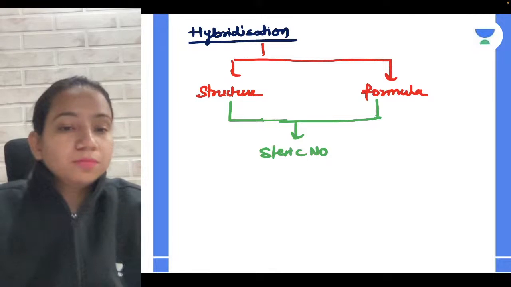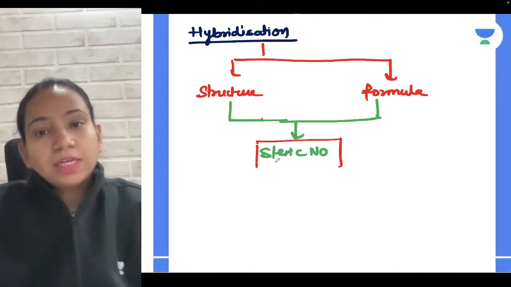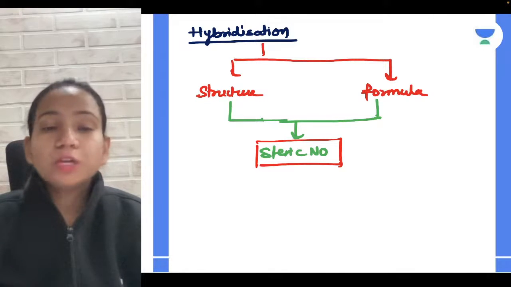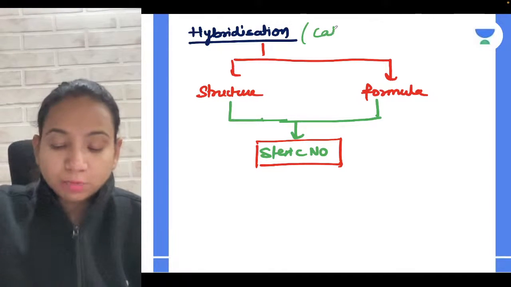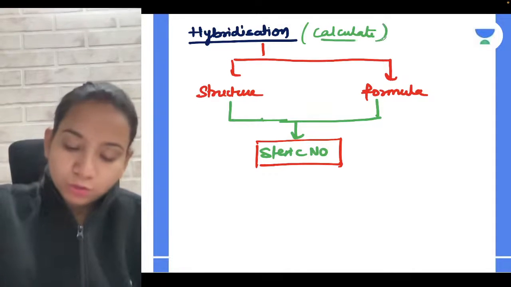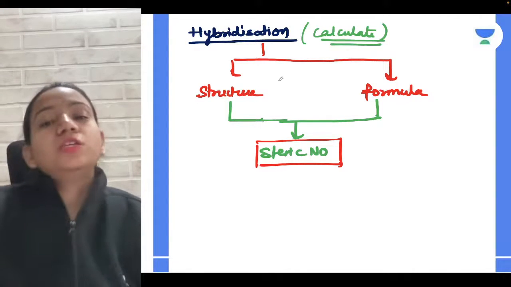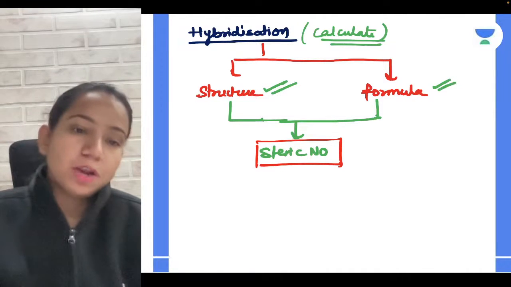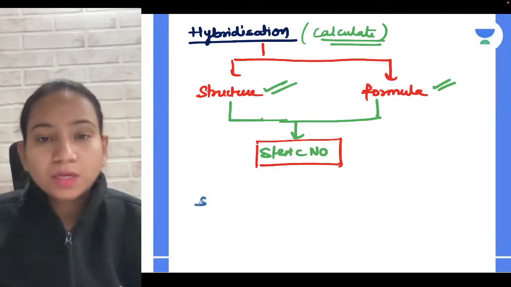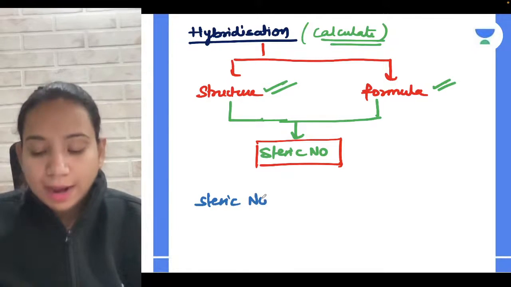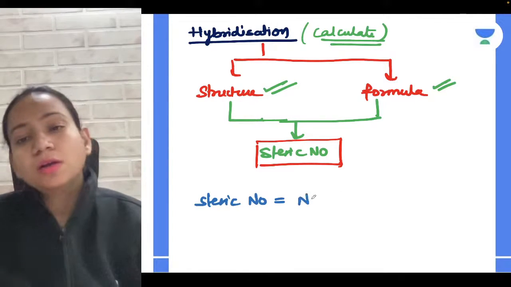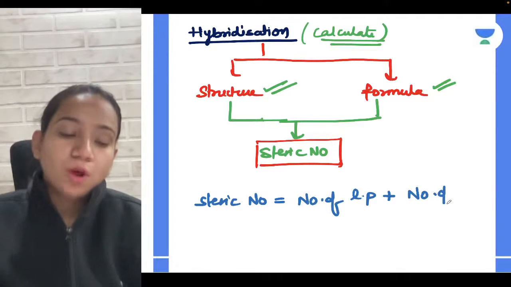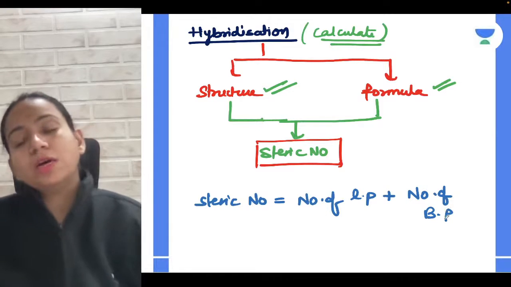Now, what is steric number? Whenever you want to calculate hybridization, I'm just repeating it again, whether you want to calculate from structure or from formula, you require a steric number. Now, what is steric number? Steric number is nothing but the number of lone pairs and bond pairs in a compound. That is, number of lone pairs plus number of bond pairs present in a compound.